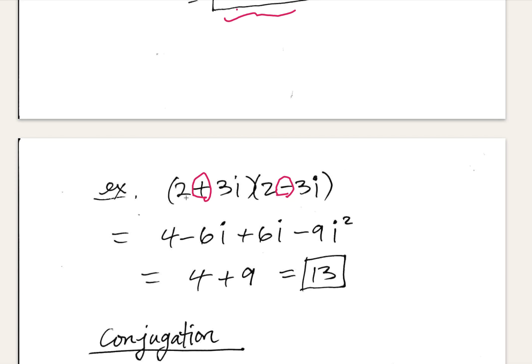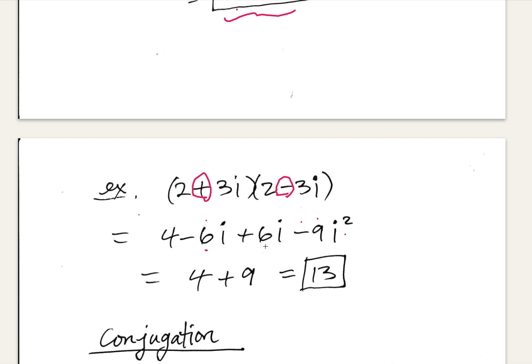2 times 2 is 4. 2 times -3i is -6i. 3i times 2 is plus 6i. Negative times positive is negative, so we got a negative there. 3 times 3 is 9. I times I is I squared there. So that actually becomes positive 9, doesn't it?